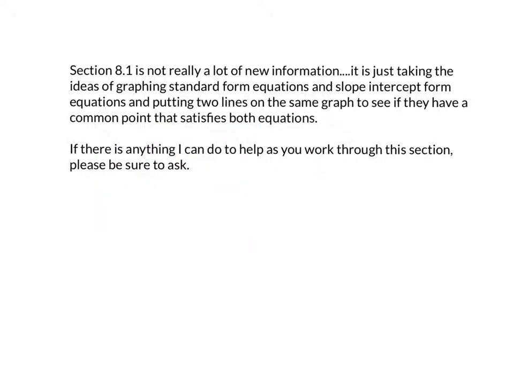Section 8.1 is not really a lot of new information. It is just taking the ideas of graphing standard form equations and slope-intercept form equations and putting two lines on the same graph to see if they have a common point that satisfies both equations.